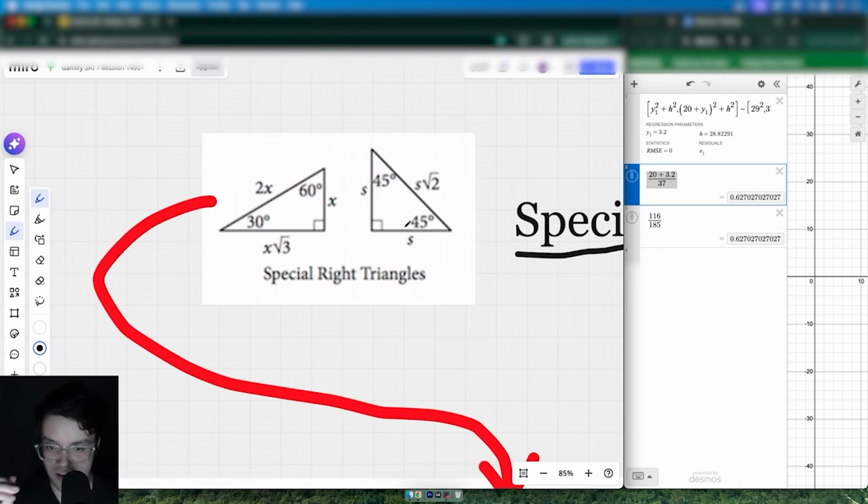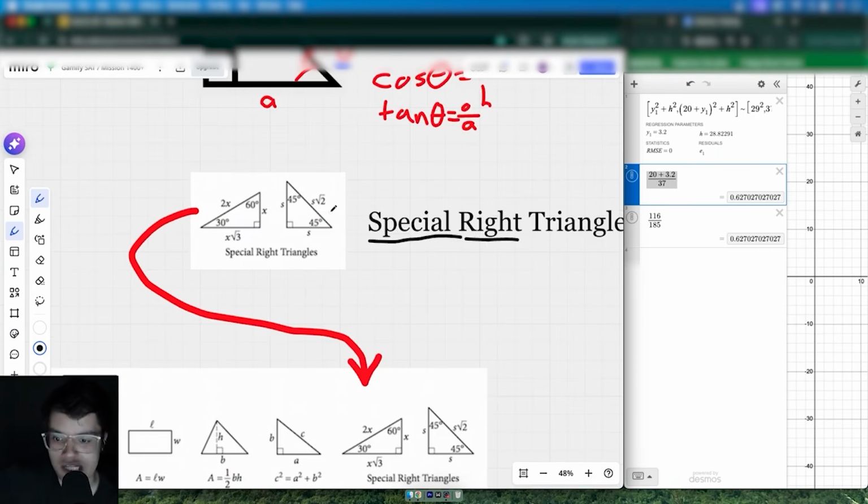For 45-45-90, you just have two sides that are the exact same, and then a side that is that multiplied by square root of 2. And so the thing to know is that whenever you see at least two characteristics, you know it is that triangle. If I see here that there is something that is x square root of 3 and an x, I know that this is a 30-60-90 triangle because that's the only thing that could work.